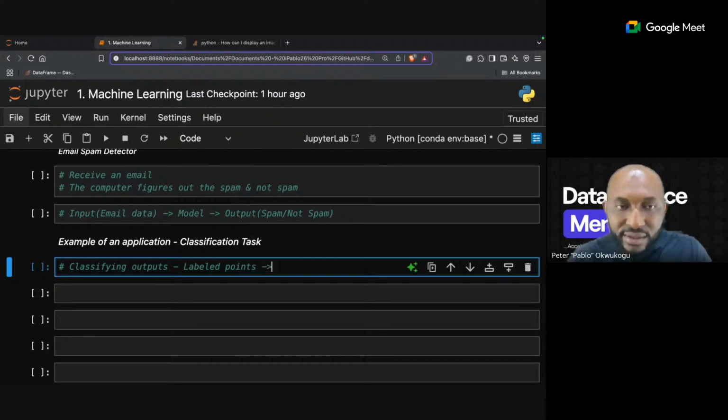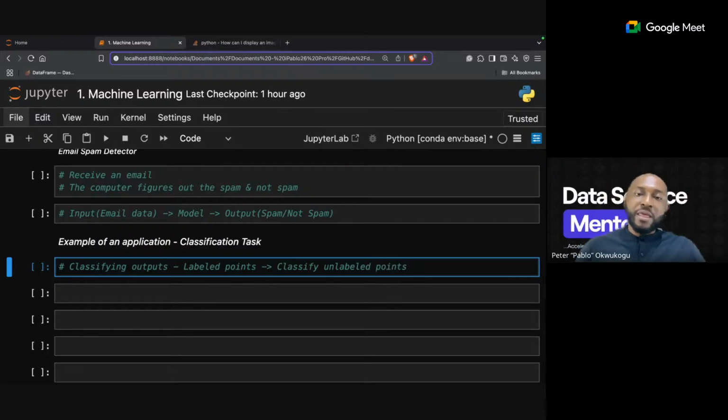Then you use unlabeled points to classify unlabeled points, right? So here, the labeled points are the input data you see over here. Unlabeled points are going to be the unseen data that we talked about. So it has to look at unseen data, like, okay, what's this?